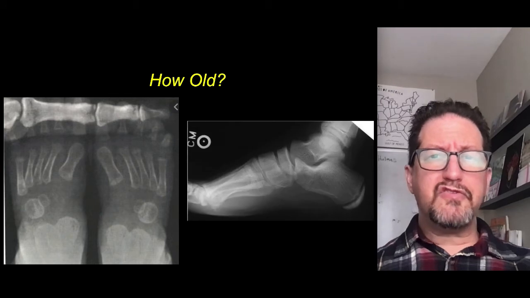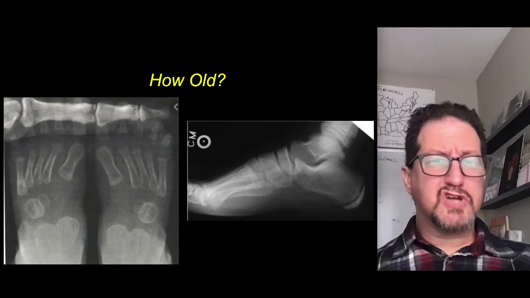Remember, we had said from our mnemonic that the talus, calcaneus, and cuboid are present at birth, and the lateral cuneiform is around 4 months. And if you want to fudge it for yourself to make it easier, this is around 6 months. So I would guess that this child is somewhere around 6 months to maybe a year old, but probably around 6 months.